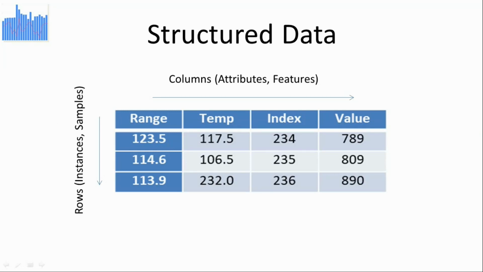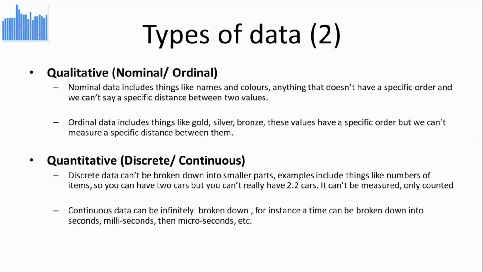So we've looked at how data is structured. Next we'll discuss qualitative and quantitative data. There are two types of qualitative data, nominal and ordinal. Nominal data includes things like names and colours, anything that doesn't have a specific order and we can't say there is a specific distance between two values. Ordinal data includes things like medal rankings, gold, silver, bronze. These values do have a specific order, but you can't measure a specific distance between them.